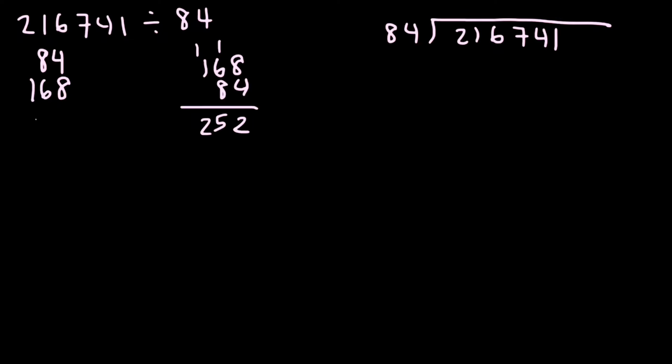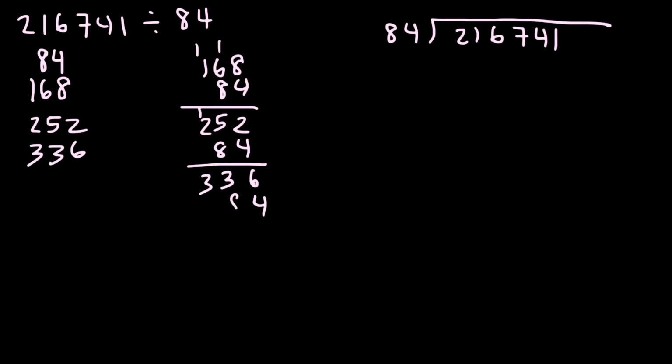So this is going to be 252. And now let's add 84 again. 2 and 4 is 6. 5 plus 8 is 13. Carry over the 1. That's 336. And now let's add another 84 to it. 6 and 4 is 10. 1 plus 3 is 4 plus 8, that's 12. So this is going to be 420.